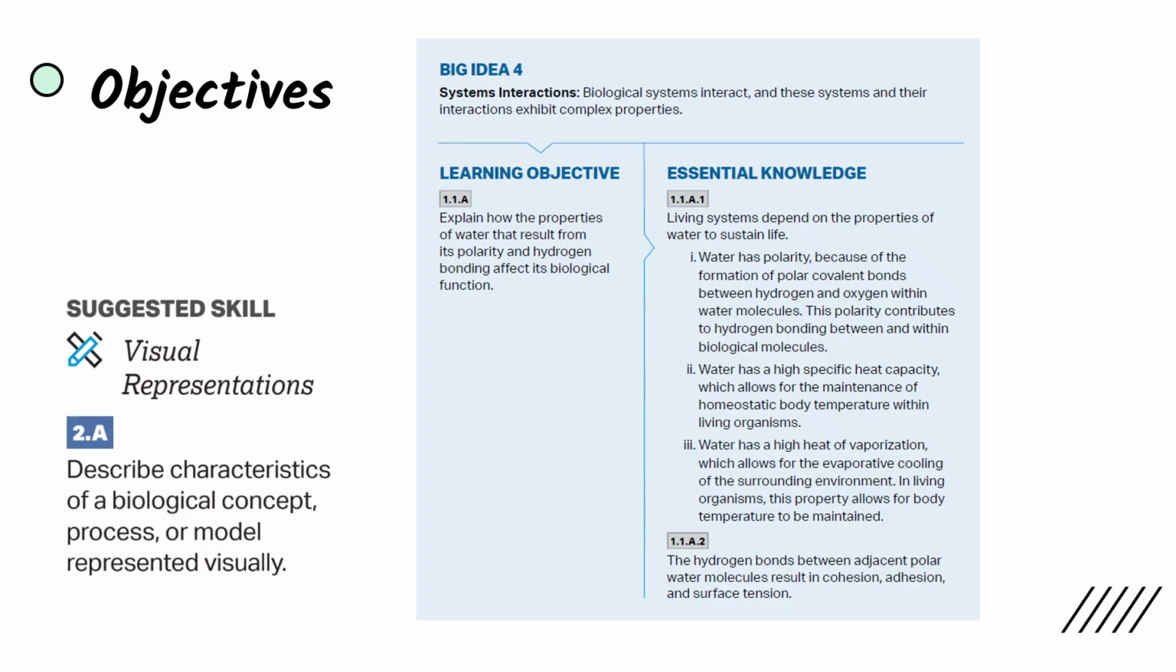Main objectives today include learning about water and why it's essential to sustain life, as well as its different properties, including polarity and hydrogen bonds, and how that contributes to the reasons why life depends on water. College Board wants you to be able to use your knowledge of water and its properties to describe or model it, with suggested skill 2A, visual representations: describe characteristics of a biological concept, process, or model represented visually.